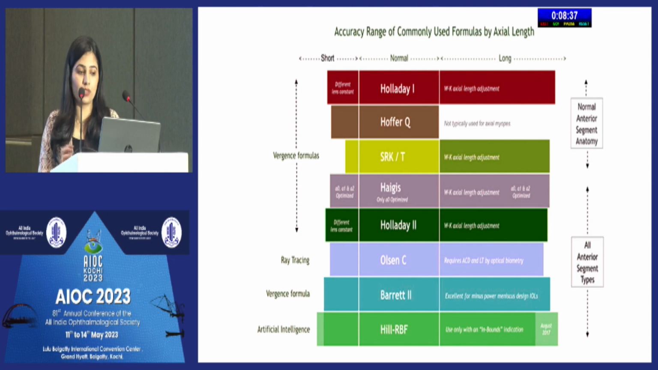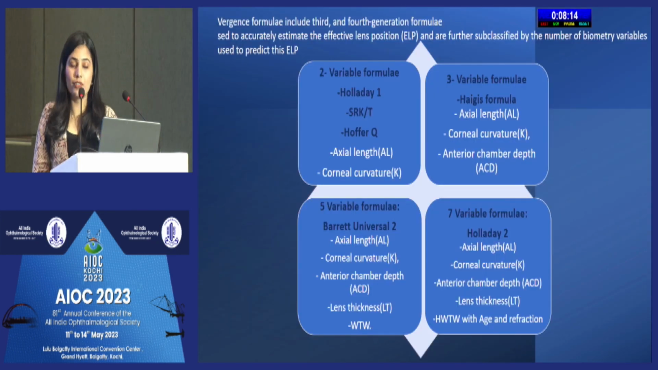This is an overview summary of all the IOL calculation formulas. Here we can see that the earlier generation formulas were fairly precise in the normal axial length, whereas in the extremes of the eye, they did not give very accurate results. When we come down to Barrett's Universal 2 and Hill RBF, they are fairly accurate in the extremes of the eyes as well. The Vergence formulas were classified into two variable, 3 variable, 4 variable, 5 variable, and 7 variable formulas. The variables included were axial length, keratometry, anterior chamber depth, lens thickness, horizontal white to white, age, and refraction.